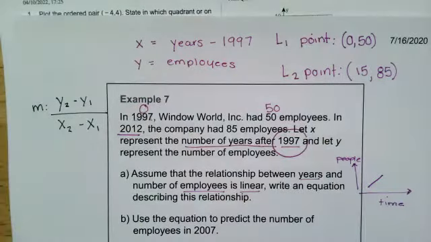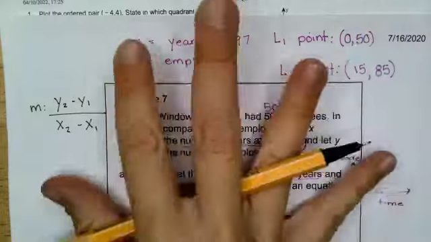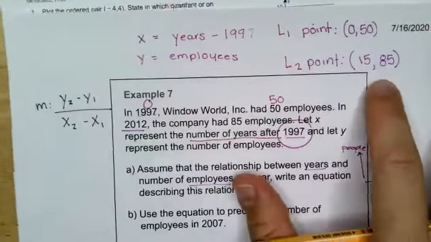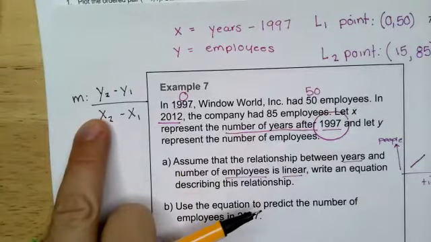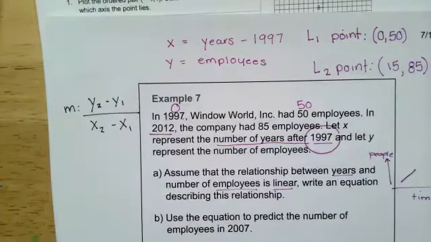So on the exam, there are 2 questions where they're only going to give you 2 points. It's not going to be a question like this. It's just going to say, what is the line through these 2 points? You're going to use the slope formula to find the slope, and then you're going to use the point slope equation to find the equation of the line.